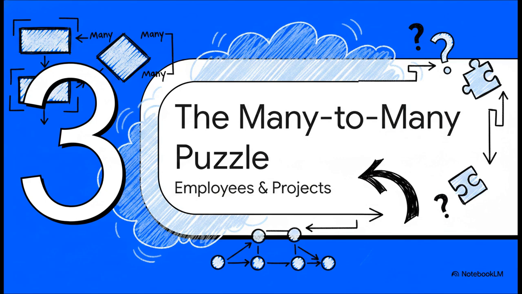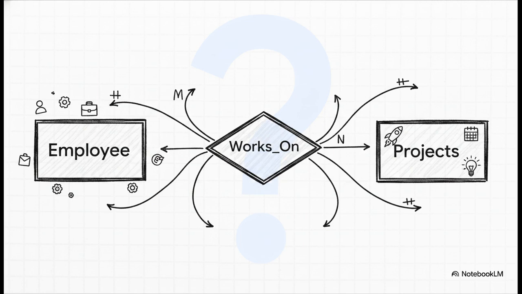This is the famous many-to-many puzzle. And honestly, this is a concept that trips up a lot of people when they're starting out. So let's break it down. So here's the puzzle. An employee can work on many different projects at the same time, right? And any given project will have many employees working on it. See the problem? It's a many-to-many situation. We can't just draw one line between them. That doesn't work. So how in the world do we model this?